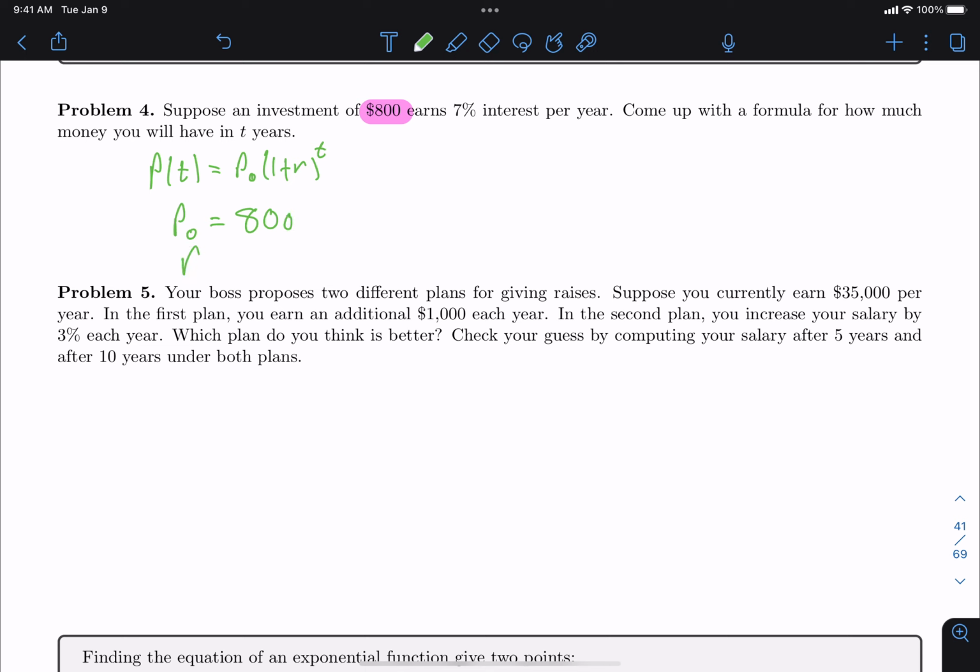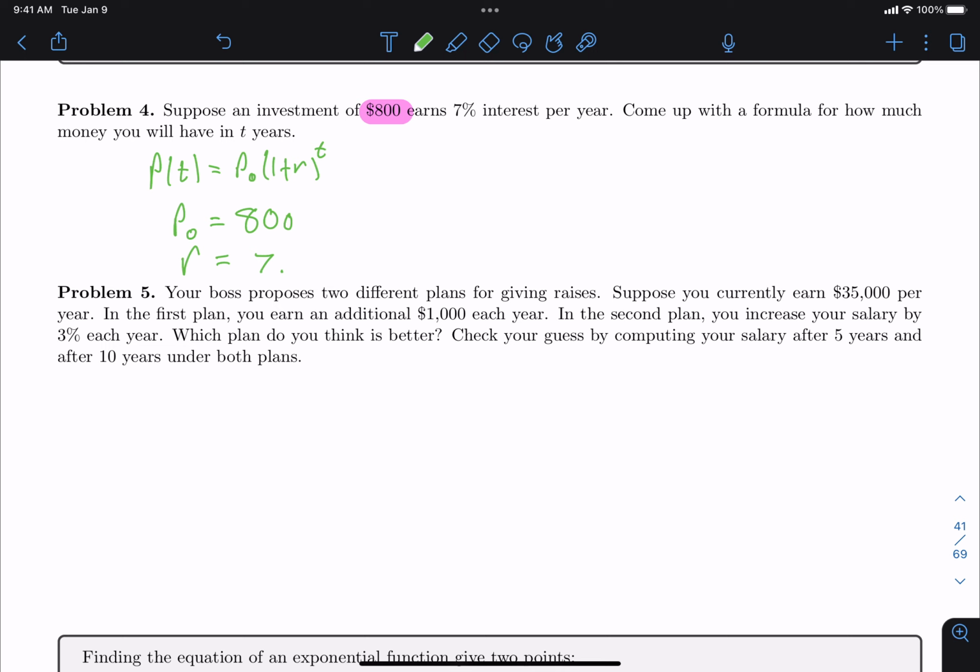How about R? R should just be 7, right? What? Not just 7, 0.07. Yeah, 0.07, right? I was so confused what you were saying. I thought maybe you were a pirate.